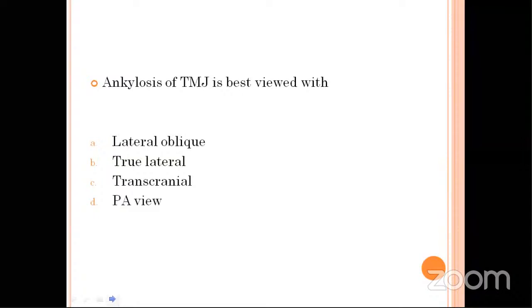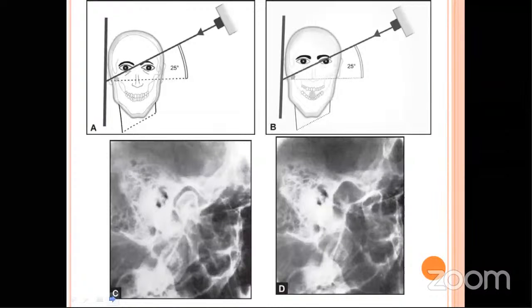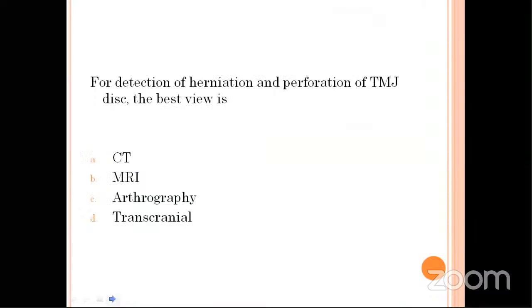Ankylosis, or the union of the TMJ along the articular surface, is best viewed with lateral oblique, true lateral, transcranial, or PA view. It's transcranial. Okay. For detection of herniation and perforation of the TMJ disc: the TMJ disc is actually a soft tissue, and that herniation and perforation is best viewed by means of CT, MRI, arthrography, or transcranial. It's actually MRI.